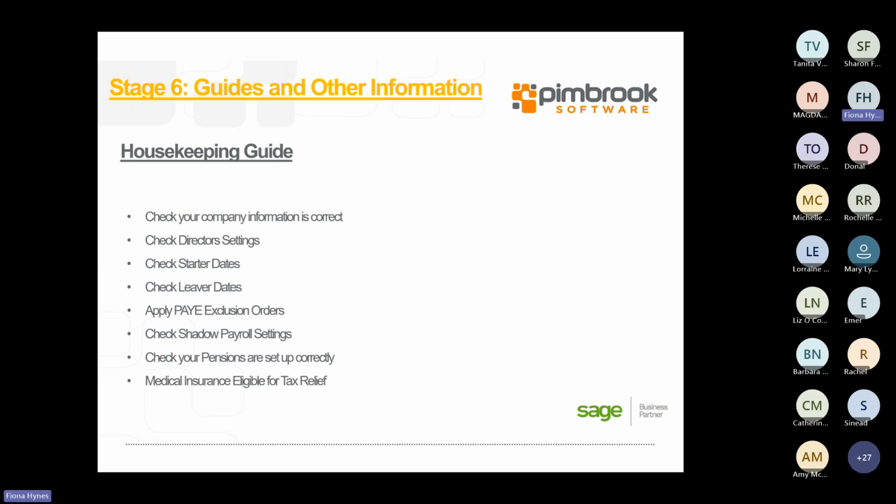One last thing I want to draw your attention to, the guides and other information at the back of the book. We have covered some housekeeping already at the beginning of this stage, but some additional tasks should be undertaken regularly, like checking directors' settings. Check your pensions are set up correctly and that all employees have pension tracing numbers on their records. Check your start and finish dates, etc. Details of this are in your book from page 42.